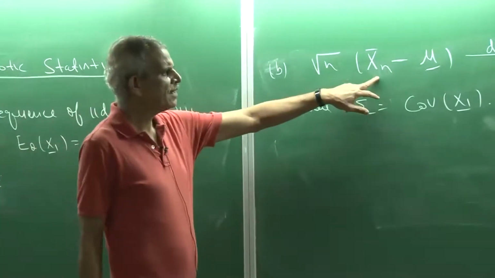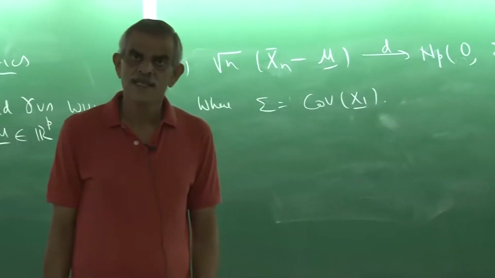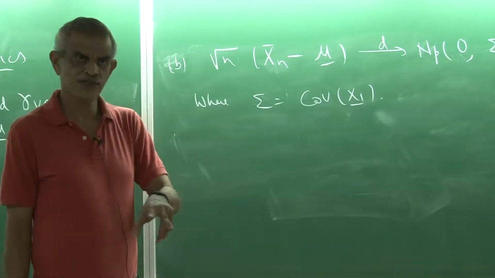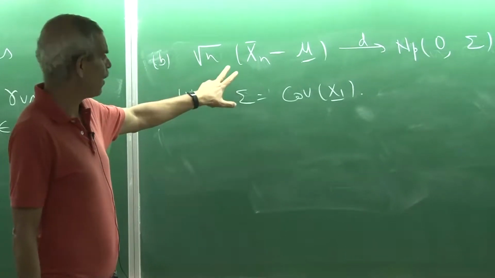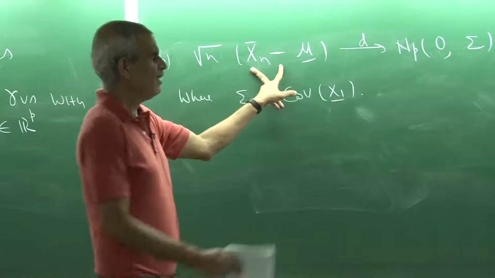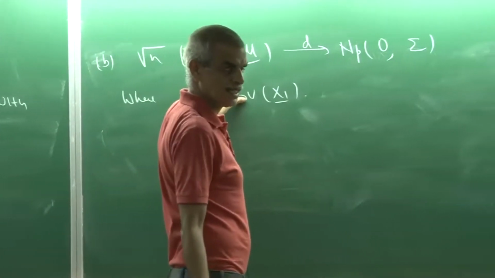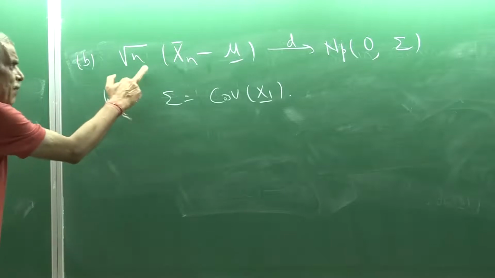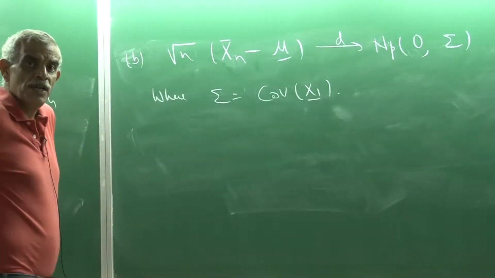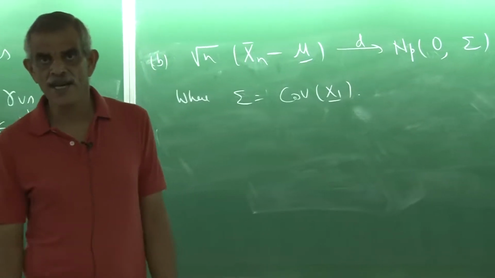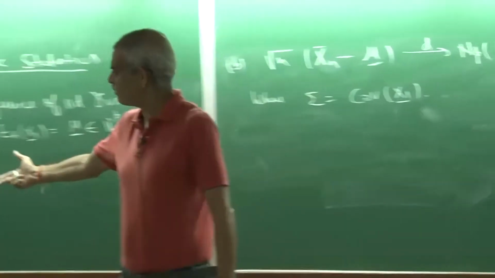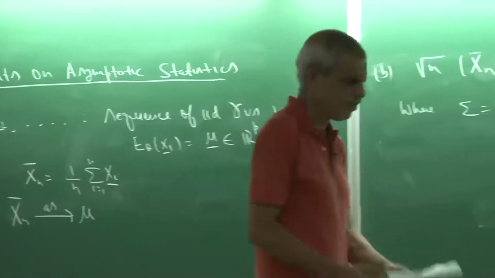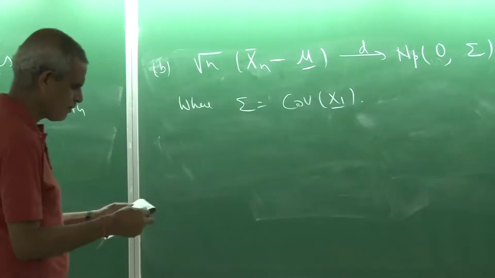Now note that this result implies, because you know that if xn goes in distribution to x and an is any sequence which is going to 0, then an xn will go in distribution to 0. 1 upon root n goes to 0, so if I multiply by 1 by root n, I get something that goes to 1 by root n into N_p(0, sigma), which is a degenerate random variable at 0. So x bar n minus mu goes in probability to 0, which is equivalent to saying that x bar n converges in probability to mu, which is nothing but the weak law of large numbers, a weaker form of the strong law. So the central limit theorem implies the weak law of large numbers.